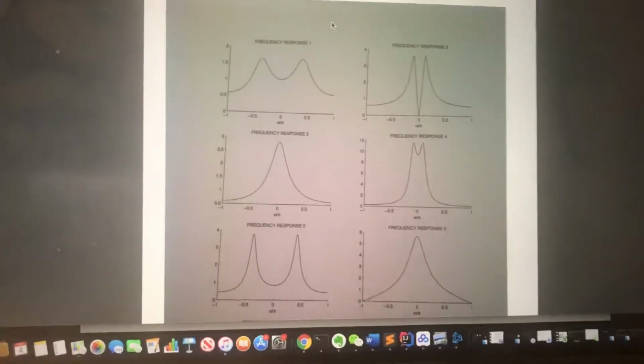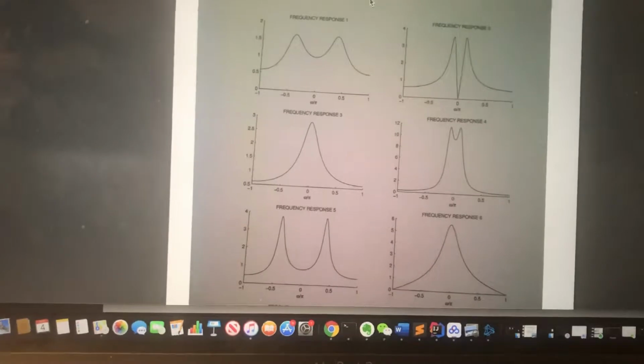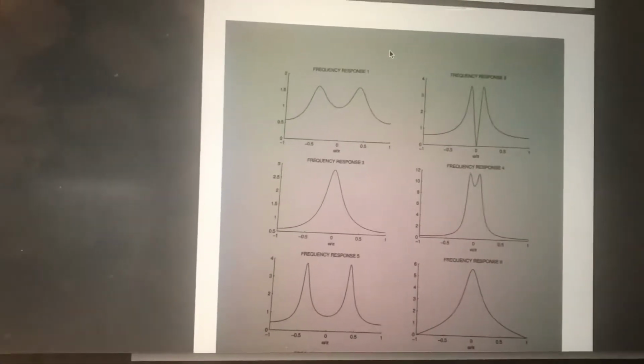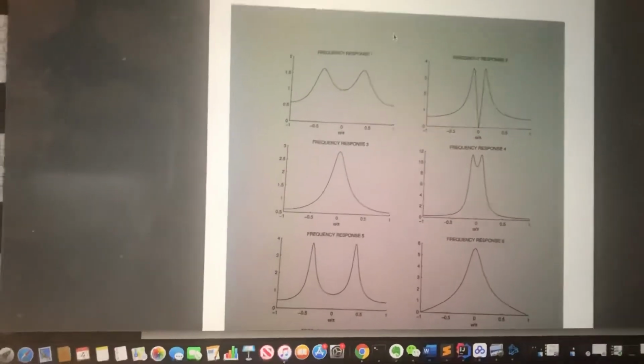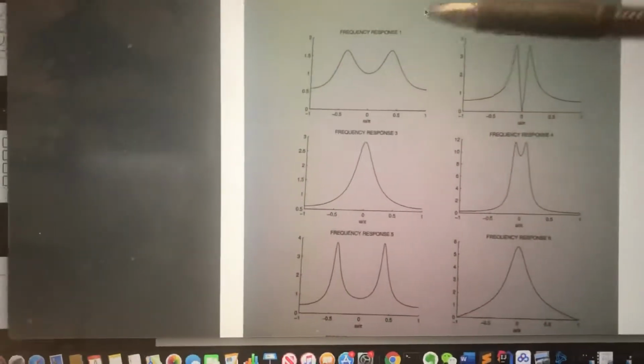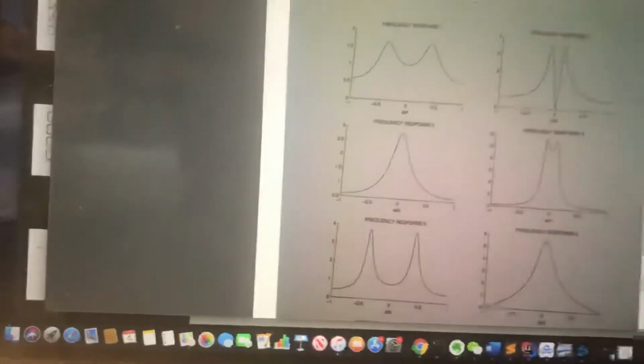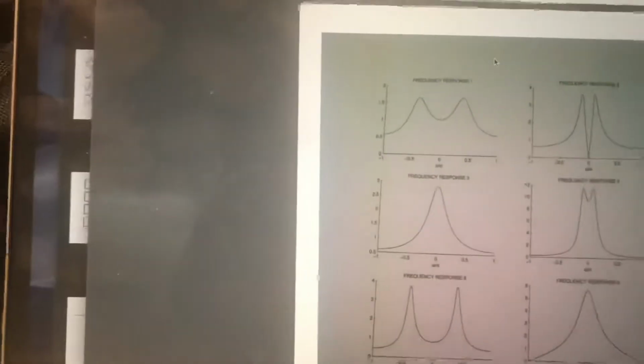First, let's look at the frequency response graph. We can divide those 8 graphs into 2 groups. Group 1 has 2 pole points, and group 2 has only 1 pole point. Then let's look at the zero-pole diagram. Group 1 is complex conjugate, and group 2 is not.